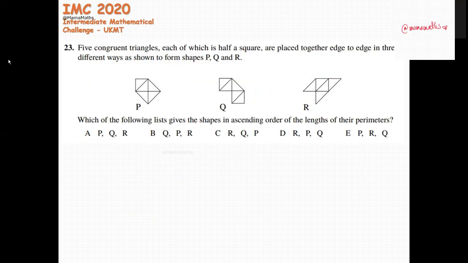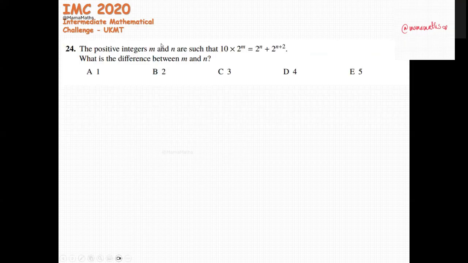Question number 24. The positive integers m and n are such that 10 times 2 raised to m equals 2 raised to n plus 2 raised to n plus 2. What is the difference between m and n? Okay, now let's try to write this as prime factorization.